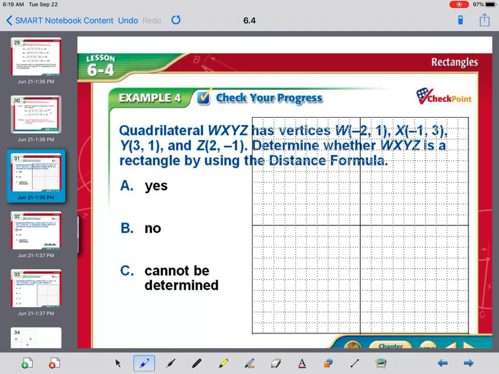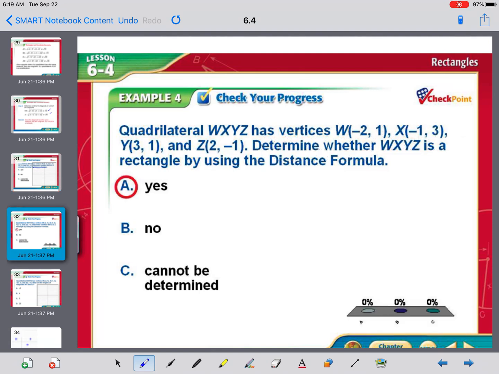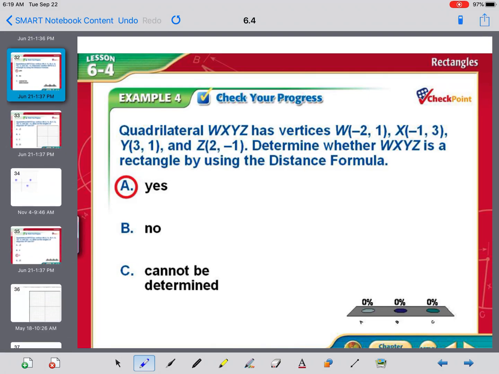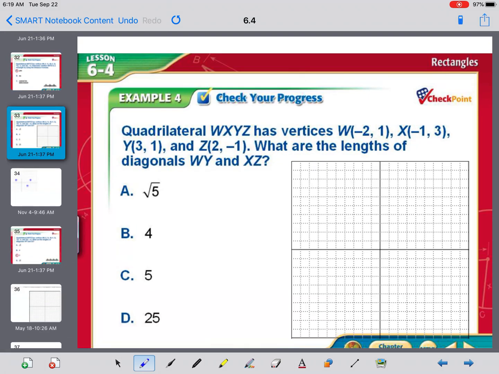So quadrilateral, blah, blah, blah, determine whether, it says, by using the distance formula. Well, we just did one, but not using the distance formula. So it'd be a good time for you to pause the video, practice this, and see for yourself if you can handle this. The answer is yes.